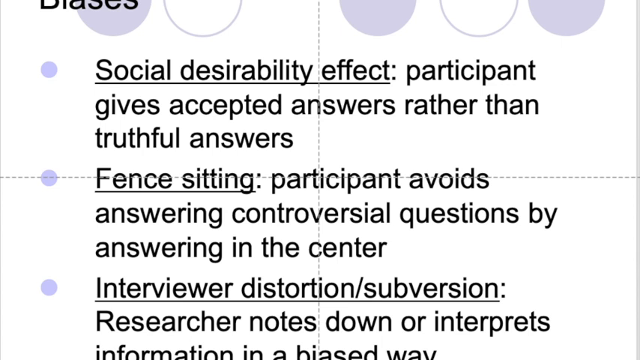Lastly is that researchers sometimes might note down or interpret information in a biased way. For example, in interviews, they might actually alter the behavior of their participants. These interviewer distortion or subversion effects are when you interpret or note down information in a way that conforms to your hypothesis, but maybe doesn't actually truthfully answer what the participants are thinking or talking about.